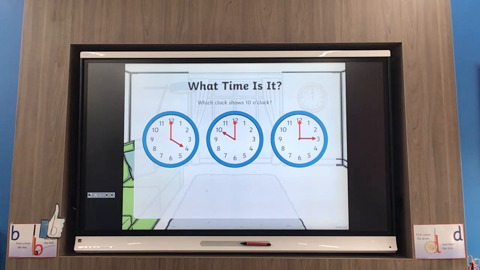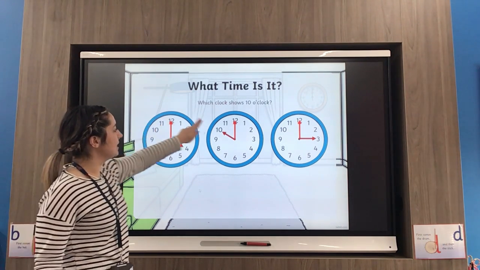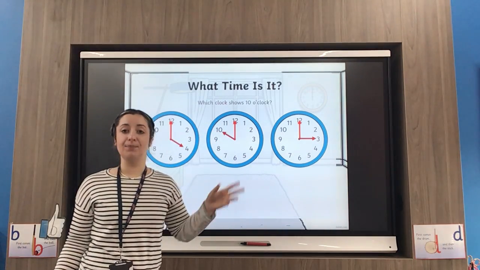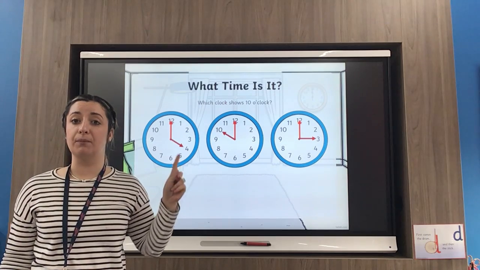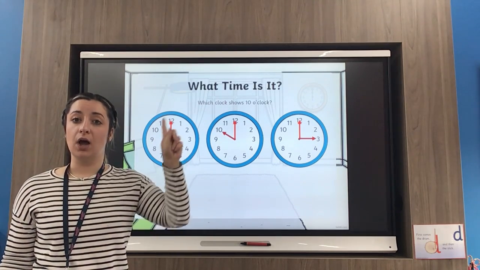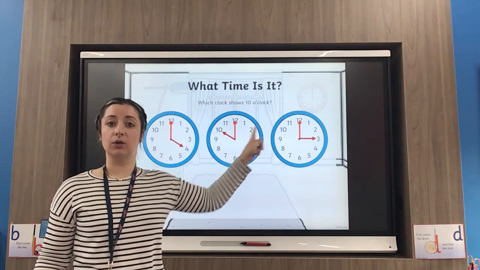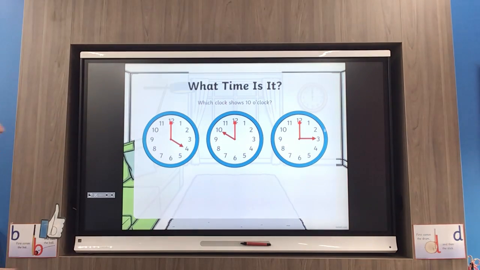Okay, so our next one is 10 o'clock. Have a look at home. The minute hand's pointing at 12, but my hour hands are pointing to different numbers. So we've got the 4 o'clock, 10 o'clock, and 3 o'clock. So the clock which is showing 10 o'clock would have been the middle one if you got that at home. These two do not show 10 o'clock.